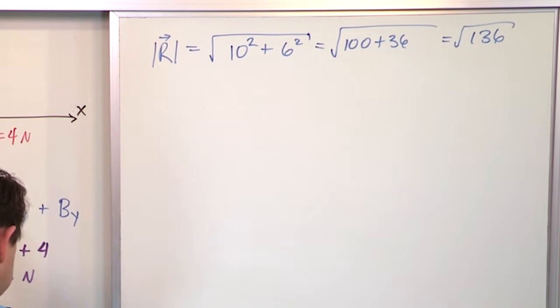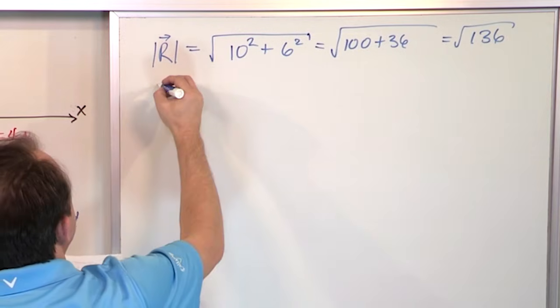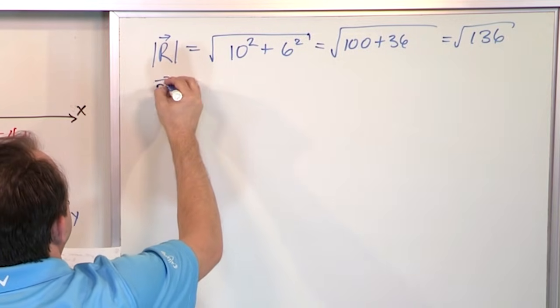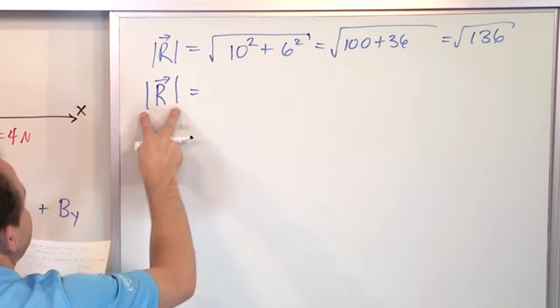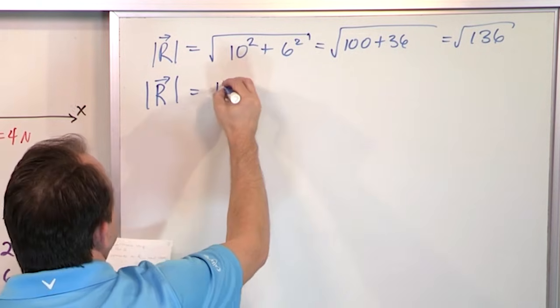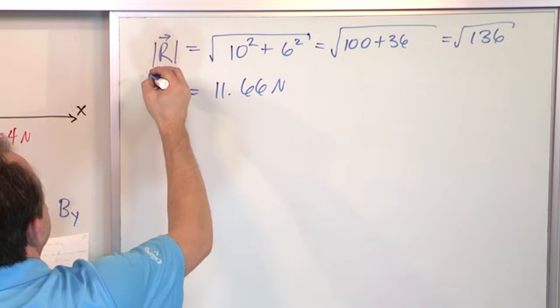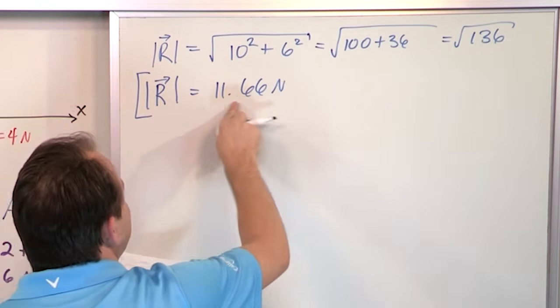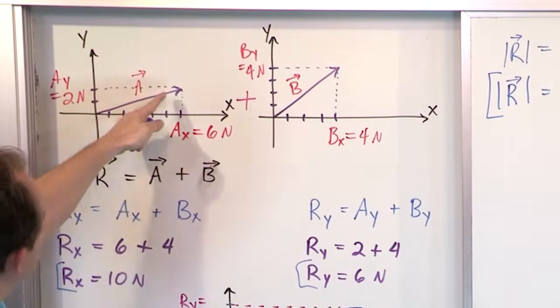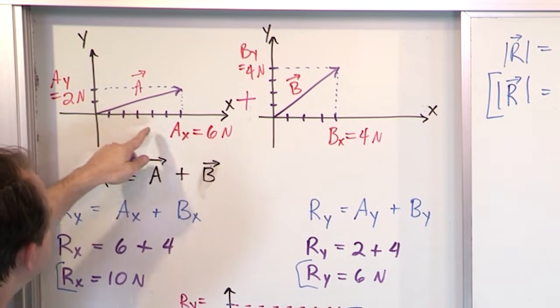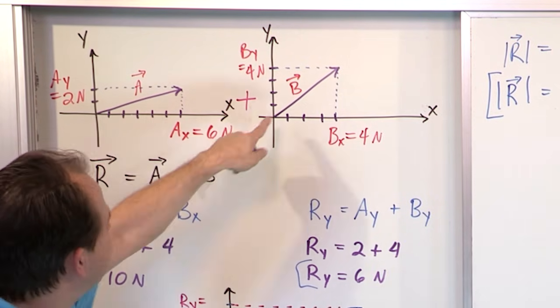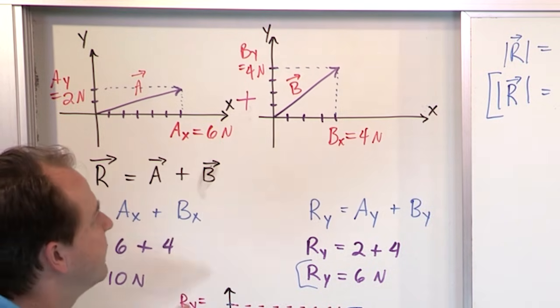So what do we get as an answer? The resultant vector, the length of it, that's what these bars mean, is 11.66 newtons. That's what happens when you take 136 and take the square root. Notice it's longer than this looks. I didn't give you the length of A and B, but you can see the x and y components. It's longer than any one of those, which makes sense.